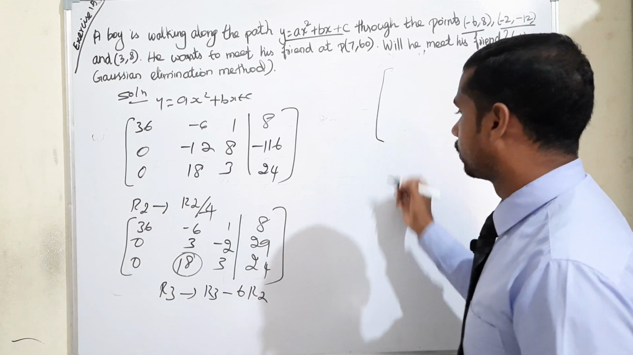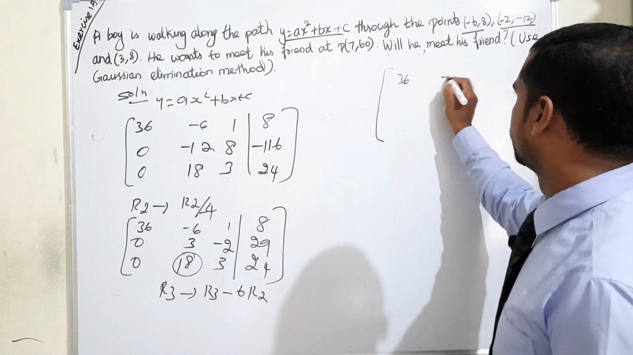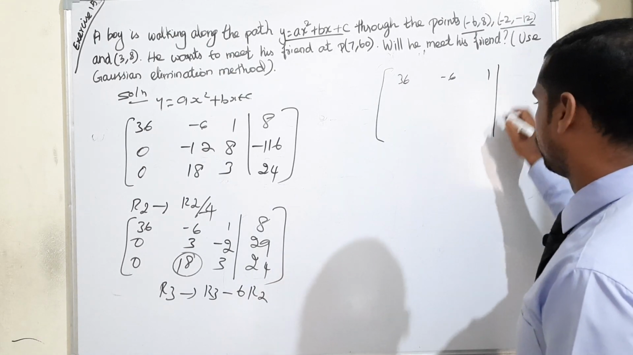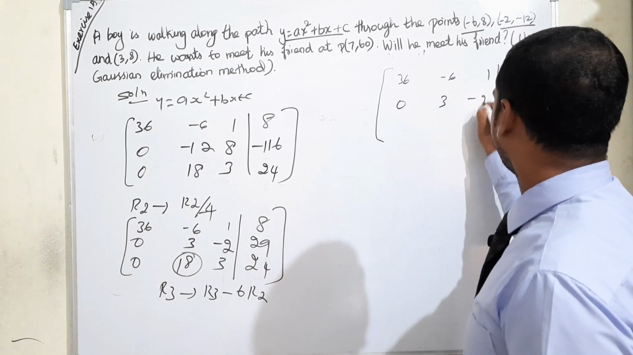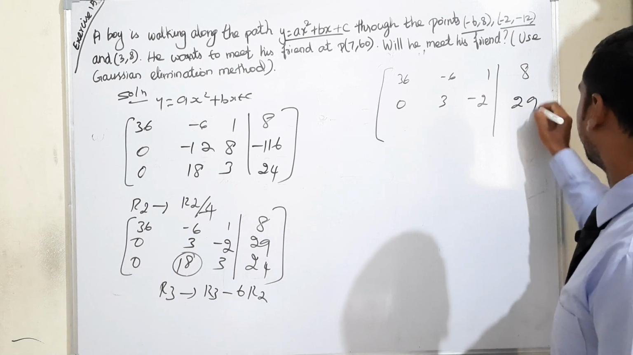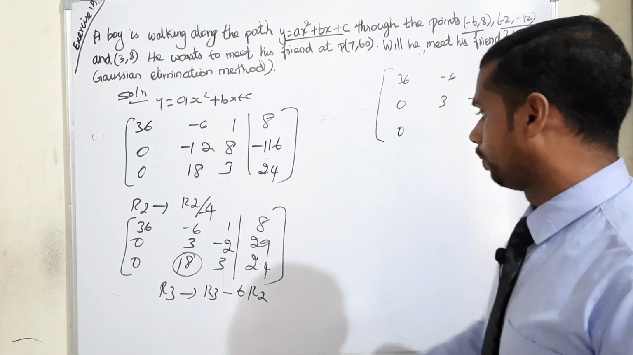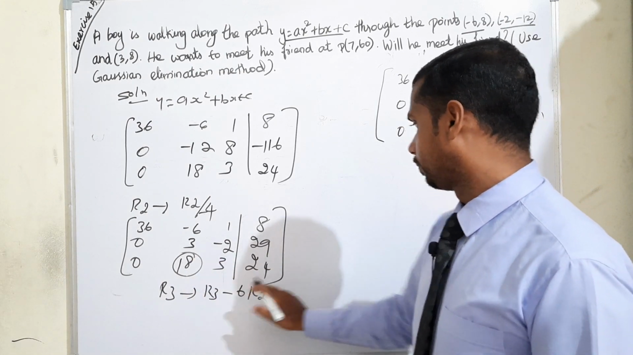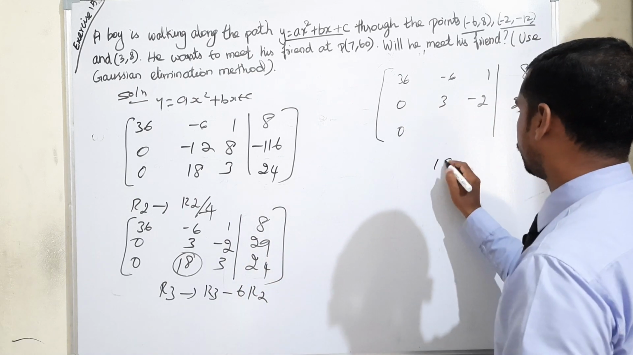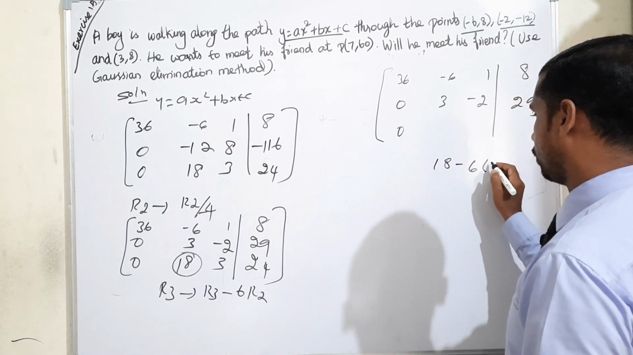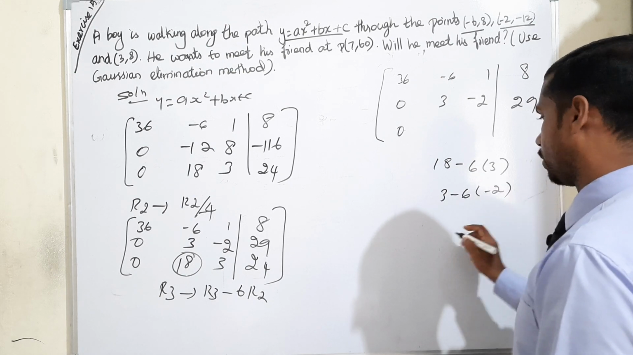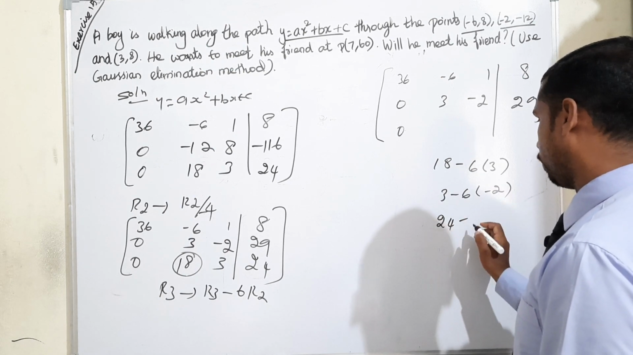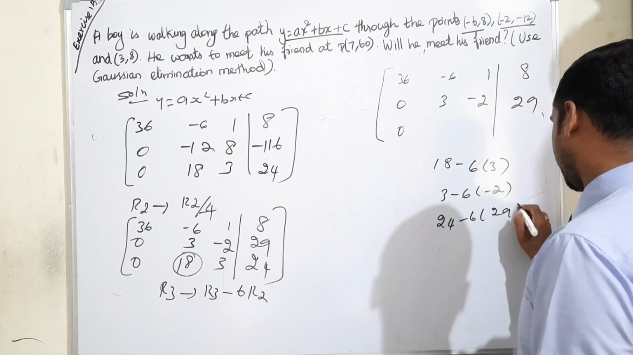R1, R2 as it is. What is the R1 term? 36, minus 6, 1, 8; 0, 3, minus 2, 29. Again 0 for R3, 18, R3, isn't it? So 18 minus 6 into 3, again 3 minus 6 into minus 2, again 24 minus 6 into 29.